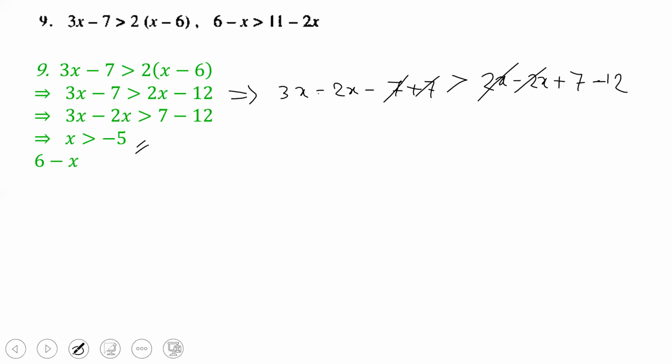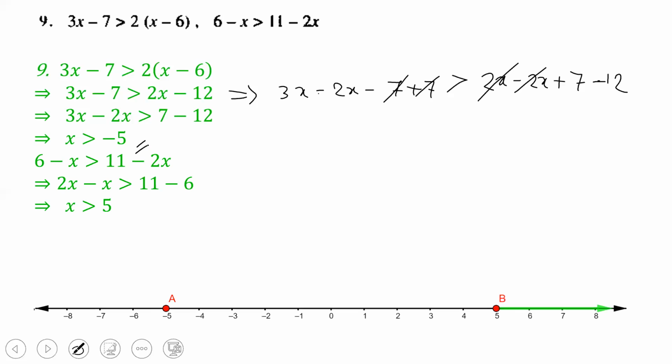So for the second one, 6 minus x greater than 11 minus 2x. Same process again. 2x minus x greater than 11 minus 6. So you will find x is greater than 5. That means x is greater than minus 5 also, x is greater than 5 also. So which is the common region? The common region is from 5 to infinite, open bracket.